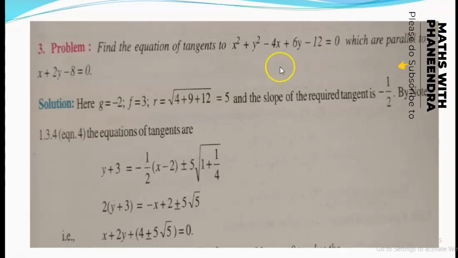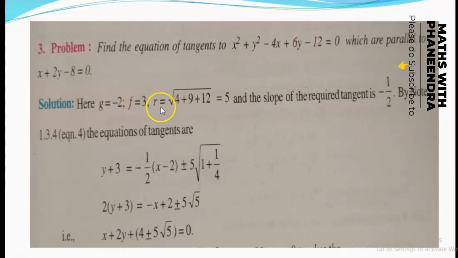Now, the given equation of circle x square plus y square minus 4x plus 6y minus 12 equal to 0, comparing with the general equation of circle x square plus y square plus 2gx plus 2fy plus c equal to 0: 2g equal to minus 4, so g equal to minus 2. 2f equal to 6, f equal to 3. And c is equal to minus 12. After knowing the values of g, f, c, find the radius r equal to square root of g square, minus 2 whole square, plus f square, 3 square, that is 9, minus c, minus of minus 12, plus 12. So 13 plus 12 is 25, root 25 is equal to 5.